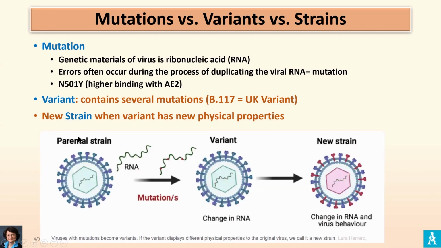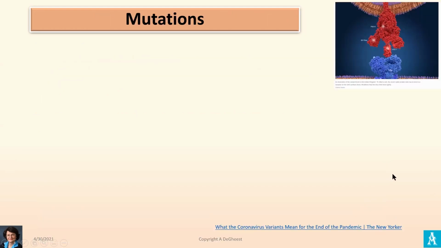This is the parental strain, which is a Chinese one. And it starts mutating over time, and that creates these different variants. And when you start getting enough of these mutations, they call this a new strain. So to make things a little bit more complicated, let me go to the next level there.